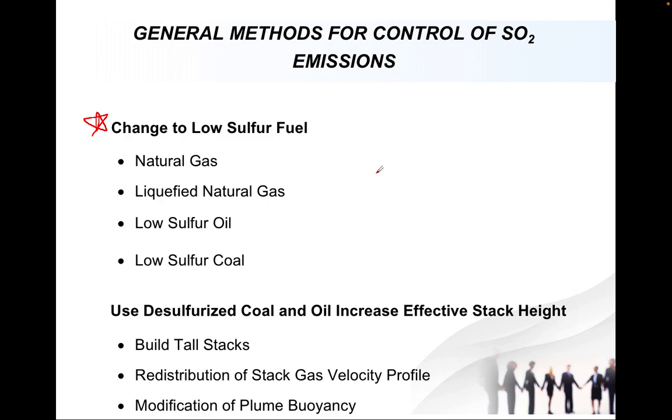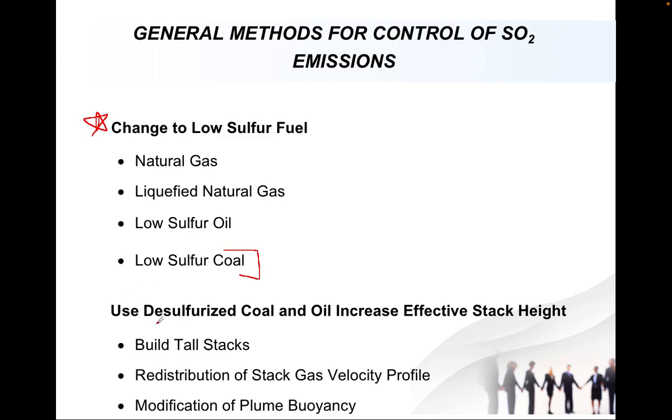So instead of petrol or any fuel rich in sulfur content, we can use natural gas or liquefied natural gas, or low sulfur oil or low sulfur coal. Now we cannot control the sulfur content inside the coal or oil which comes directly from the mines. Instead, we have to carry out some processes on those fuels, and by different processes we can reduce it, and after that we can use that oil or coal in the burners or in the combustion. That is the first method through which we can reduce the sulfur level in the fuel, and then definitely the sulfur level will be reduced in the flue gases.